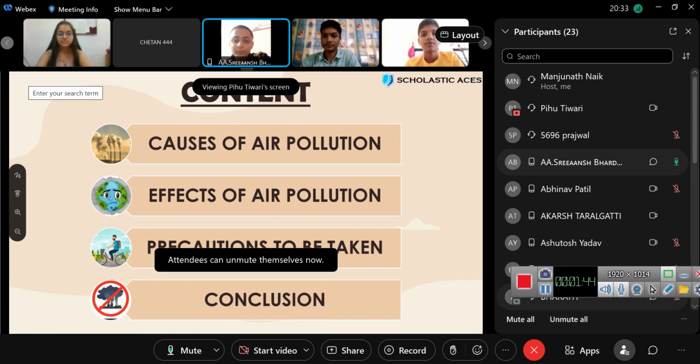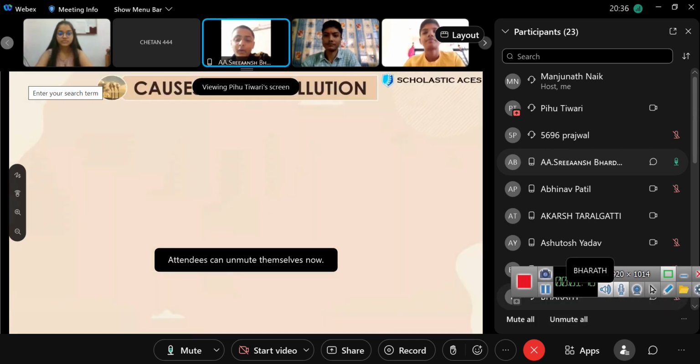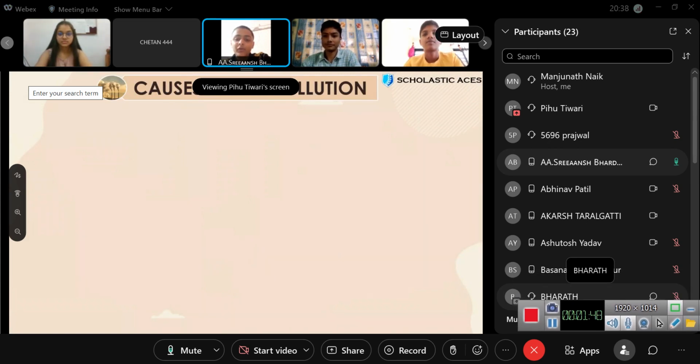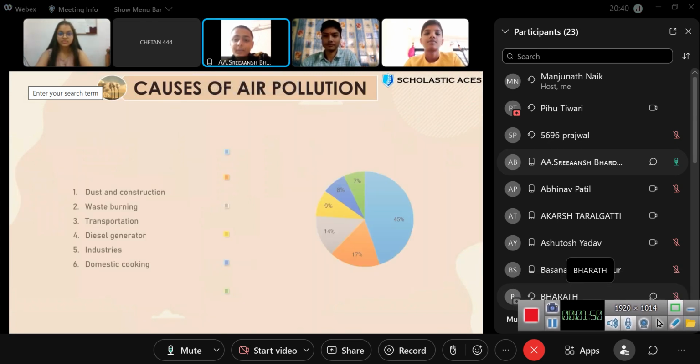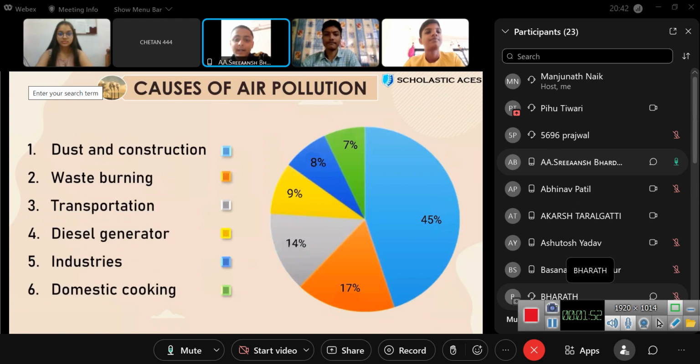Thank you, Pihu. Now I would like to explain the causes of air pollution. Here's a pie chart our team has made and it tells the factors contributing to air pollution.